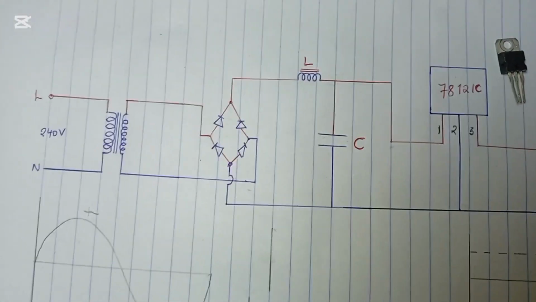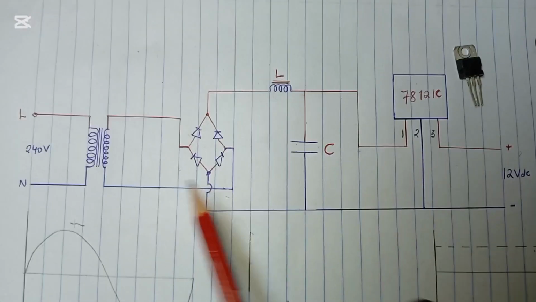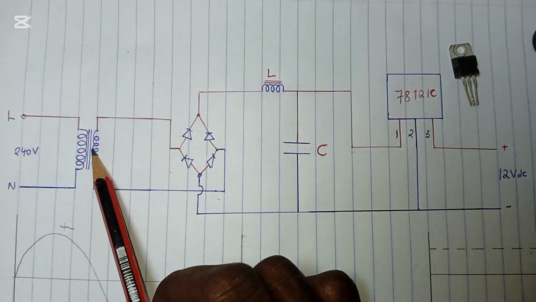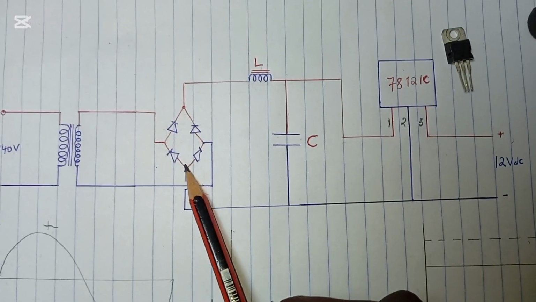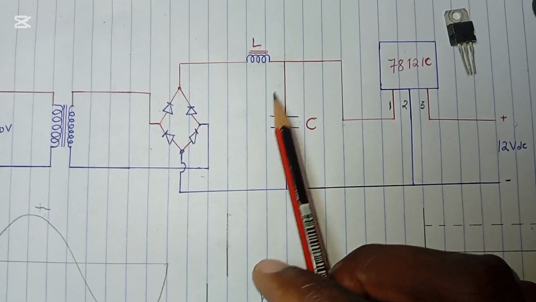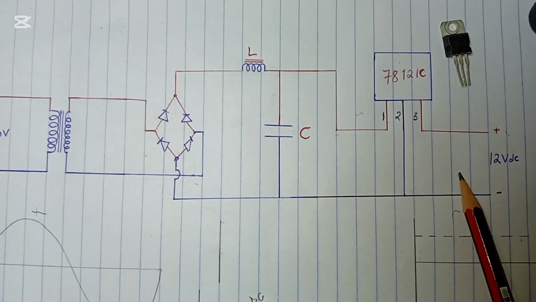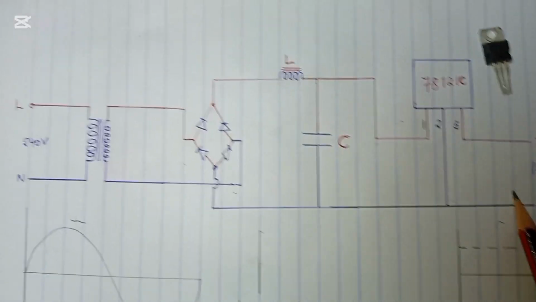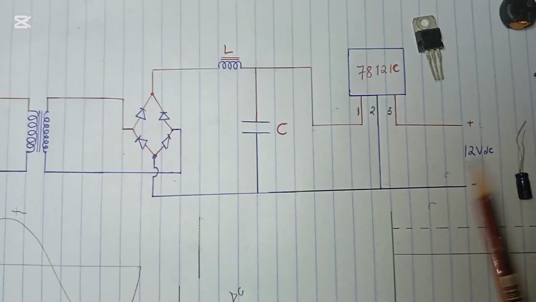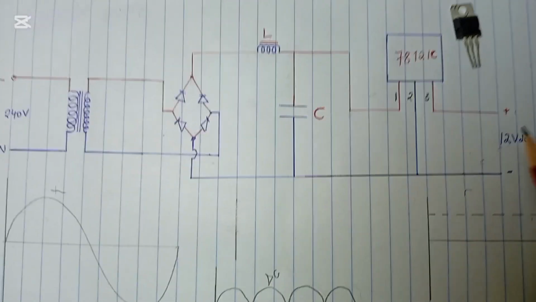So guys, this is the circuit diagram of our project. The transformer gives power to the bridge rectifier, then to the filter, and after filtering, to the voltage regulator. After the voltage regulator, now we'll have a DC power. At this point, we'll have to test this power by connecting a load.